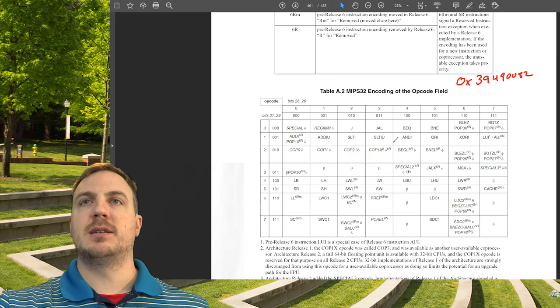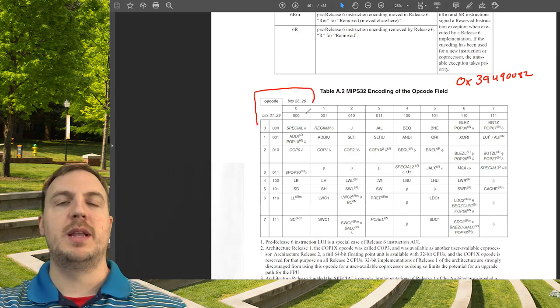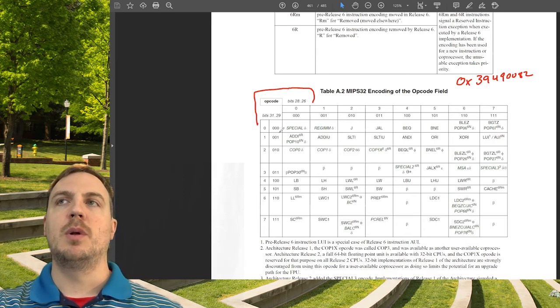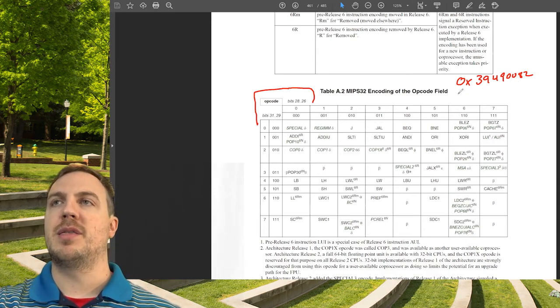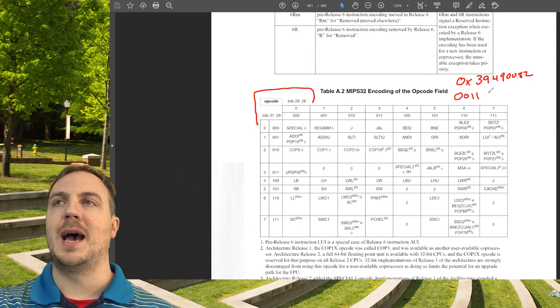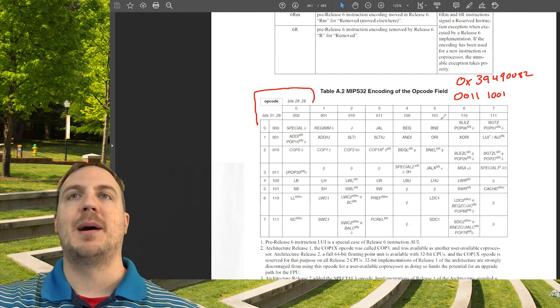0x39490082. On the left-hand side over here, our opcode needs to be broken up into binary, and what we're looking for is the first six digits. If we think about it, 3 is 0011, 9 is 1001. Once again, the first six digits are called the opcode.